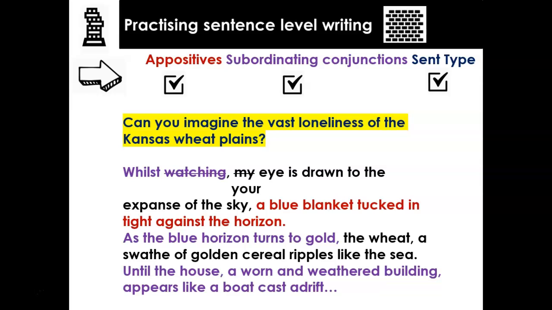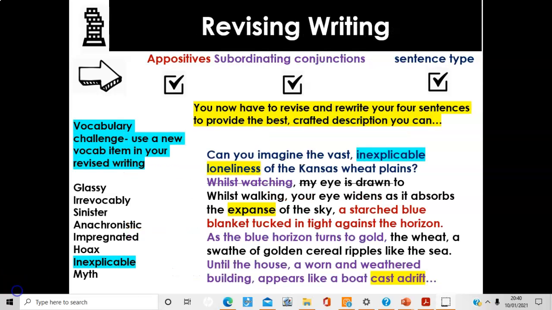So I have got now a piece of descriptive writing, a panoramic description of the landscape that uses the positives, subordinate conjunctions, and sentence types. And your final task then, and this is what I would like you to submit to your teachers today, guys, okay? So that's a really clear instruction there. This paragraph is going to be submitted. So we are now revising and rewriting your 4 sentences to provide the best crafted panoramic description you can.